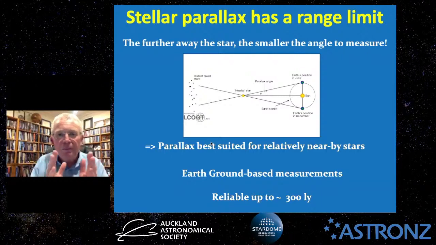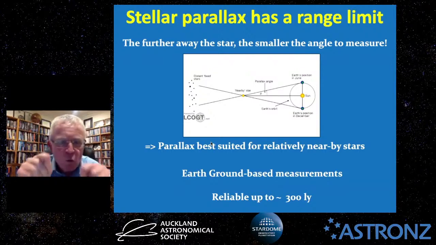Now, stellar parallax, it's not surprising, comes with a range limit. What have we just learned? The further away a star or an object, the smaller the angle to measure. And of course, you can only measure anything, let alone an angle, to a certain point, and then you're starting to lose your ability to do it accurately. So parallax is best suited for relatively nearby stars. Ground-based measurements, which we just used as an example, are reliable up to about 300 light years, and then the angle's getting a bit fuzzy.